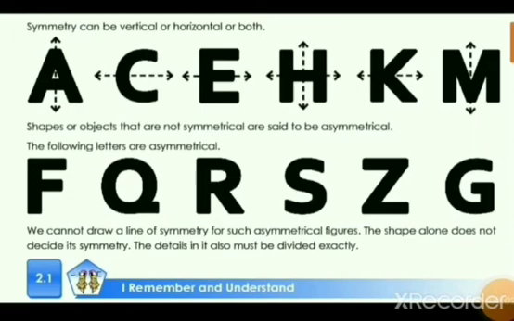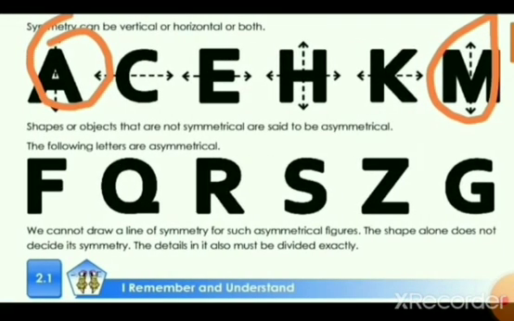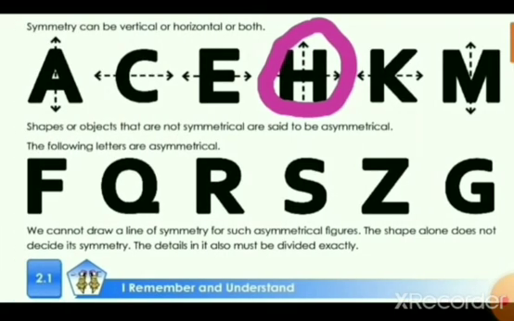So now we know that symmetry can be vertical or horizontal or both. Here we can see some symmetrical alphabets and asymmetrical alphabets. A and M have a vertical axis of symmetry, and C, E, K have a horizontal axis of symmetry. That means when they are cut into half, they match exactly with the other part. H has both vertical and horizontal axes of symmetry. The shapes or objects that are not symmetrical are said to be asymmetrical.